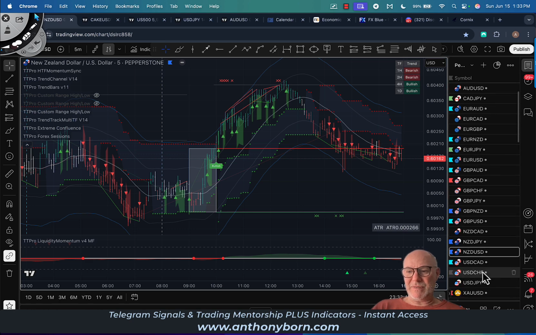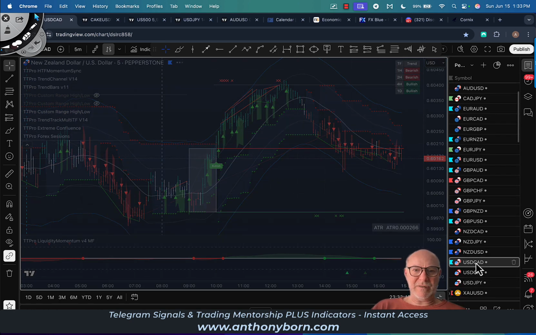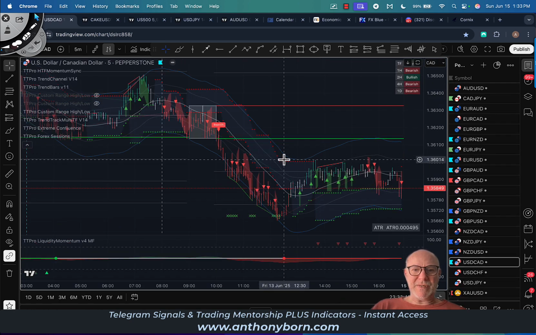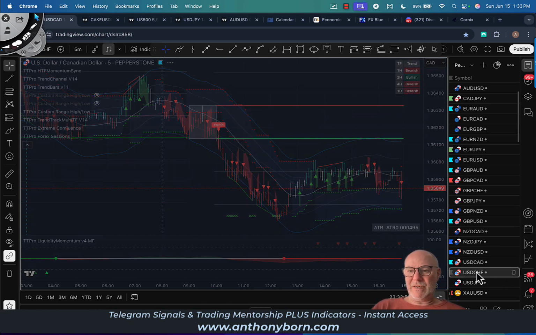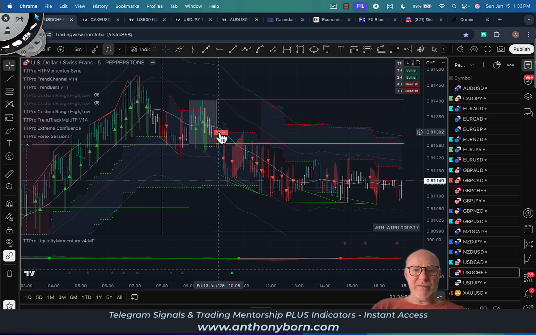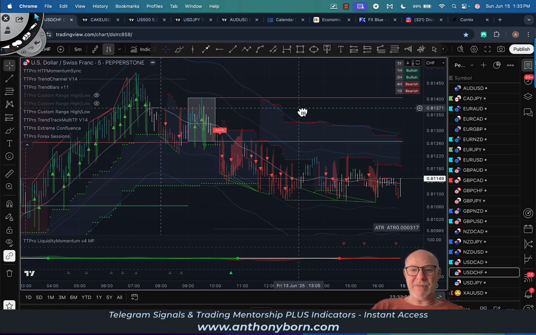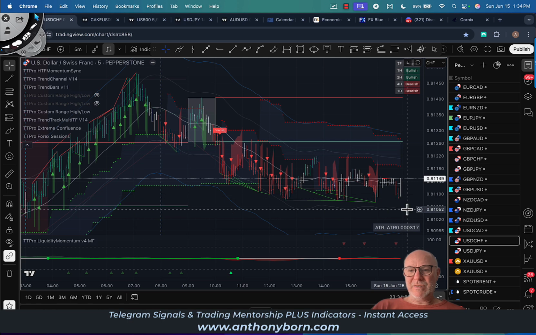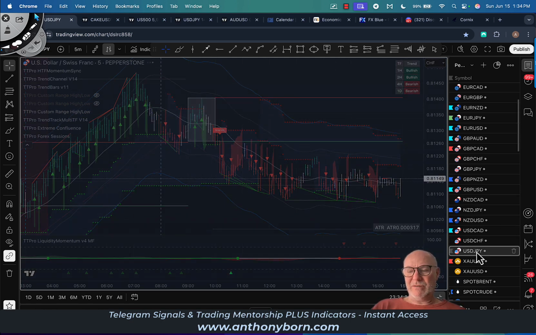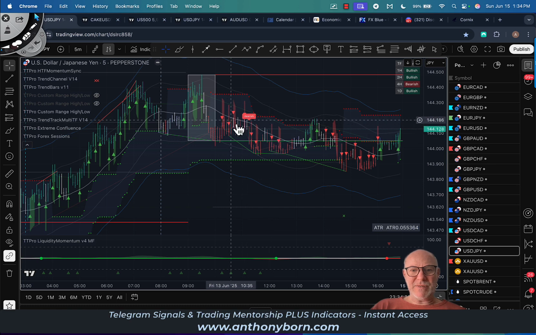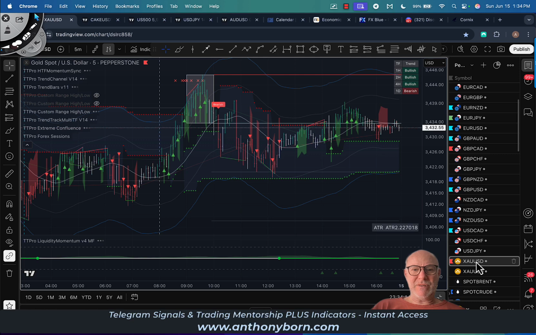Anyway, we're up to, I don't know, 10R, 12R, dollar CAD. I don't mind this setting at all, guys. It gets you in really early. There's another 2, 14R. Dollar Swiss, okay, it's red. There you go, 15, 16R. Just trading this New York session on Friday. Dollar yen, take these red ones. 16, 17, 18R. Gold. This is really good with gold as well.